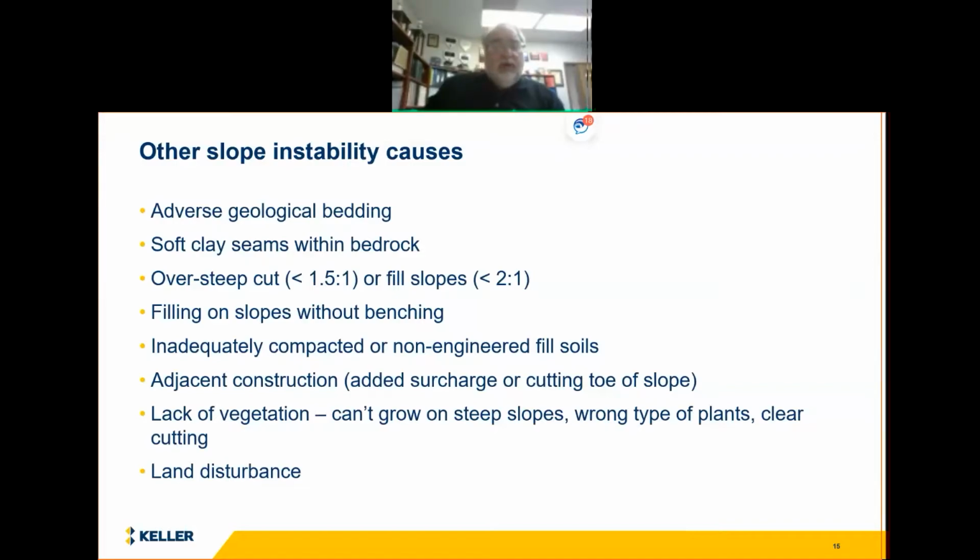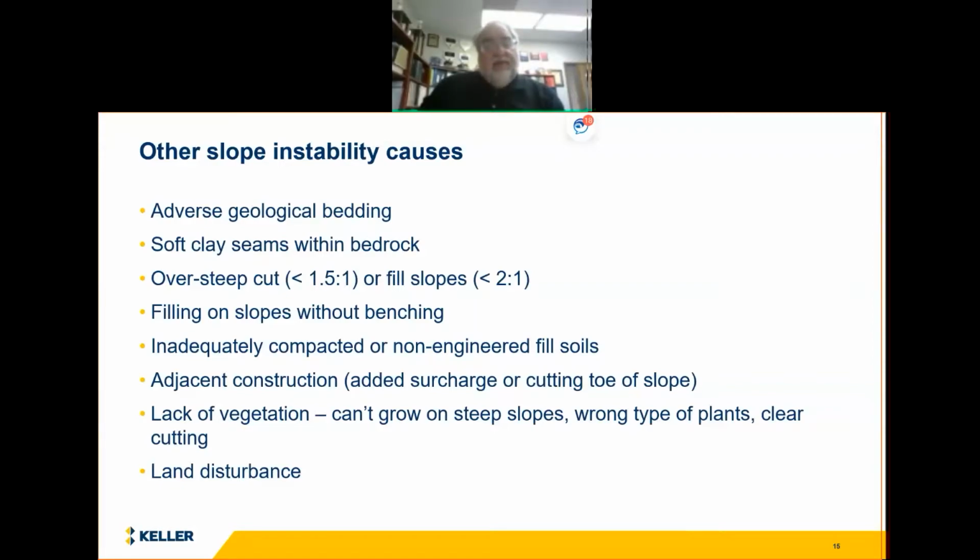Another cause is adjacent construction. Either a surcharge is added at the top of the slope, either a fill embankment or a building in some cases, or maybe the toe of the slope is cut. If it's over the property line, for example, somebody could come along and cut the toe of that slope and cause instability. Vegetation is our friend in slope stability.